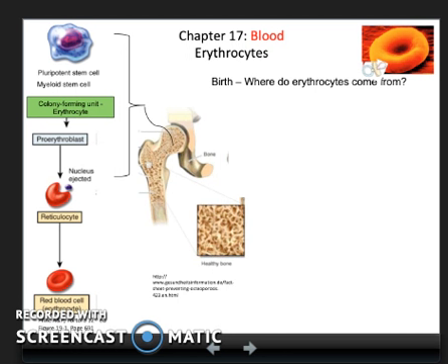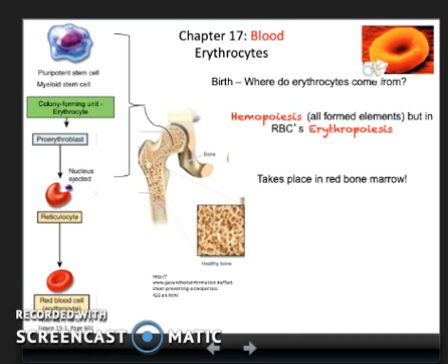So the question is then, where do red blood cells come from? The process of the production of any of the formed elements, white blood cells, red blood cells, or platelets, is called hemopoiesis. However, when we're specific to red blood cells, then we call it erythropoiesis for erythrocytes. And this takes place in our red bone marrow.